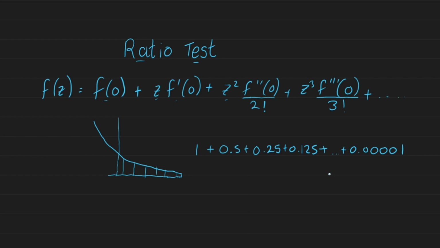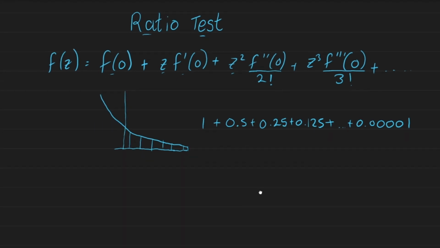And the key characteristic of this is that the next term in the series is smaller than the last. You can see the third term is 0.25 and the second term is 0.5. So each next term is smaller than the one before it. So we can make use of that fact. That is the fact that we use when we are applying the ratio test.